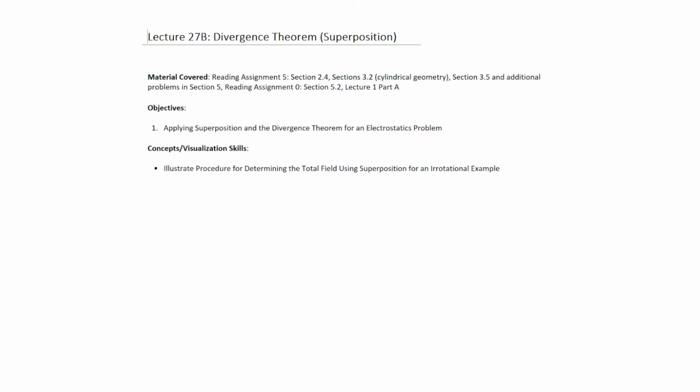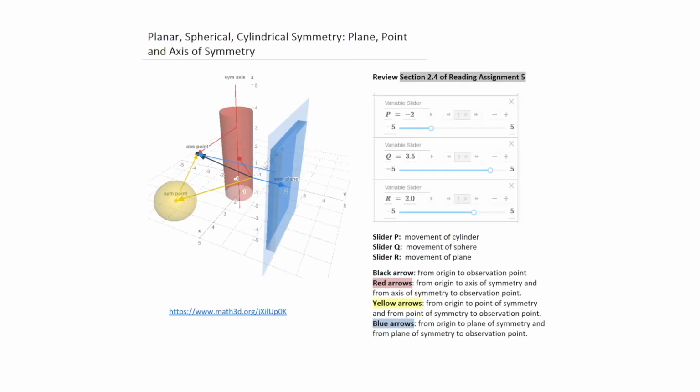So the objectives are, we're going to apply superposition and the divergence theorem for an electrostatics problem, and the concepts and visualization skills are more or less to illustrate the procedure for determining the total field using superposition for an irrotational example. As usual, the second slide is more or less a summary of the slides to follow. So we'll just move on.